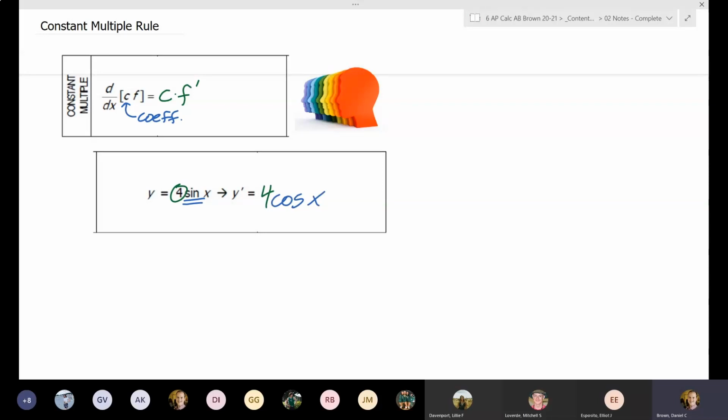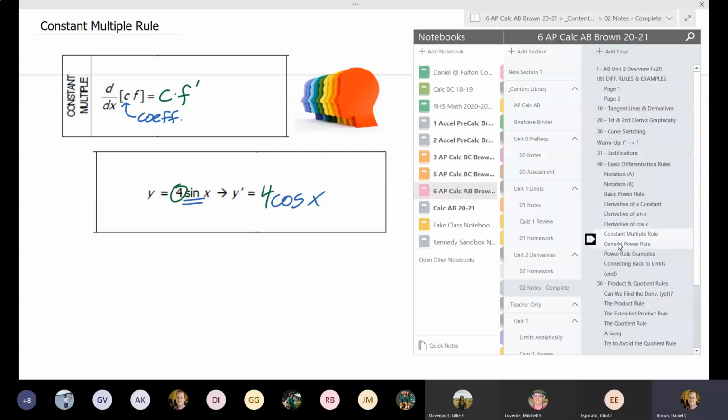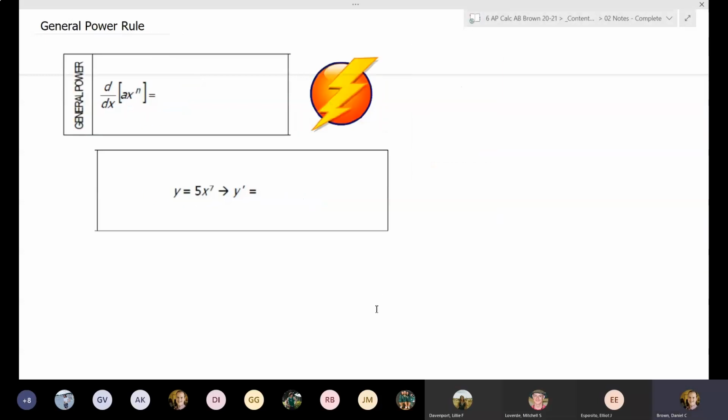Again, this is different from the constant rule. When you have a number just by itself, its derivative is 0. When that number is acting as a coefficient, it's going to carry across when you find the derivative. And then the last rule I wanted to look at today is called the general power rule.